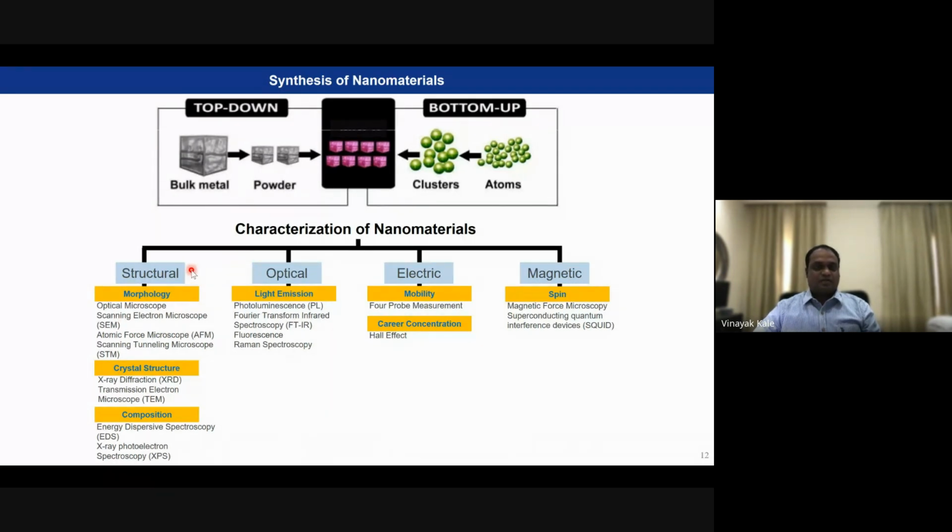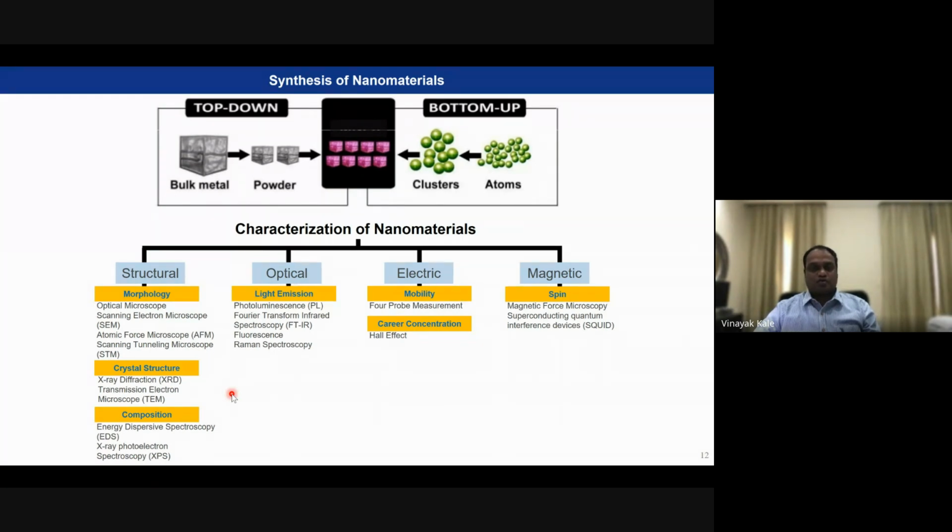For example, structural morphology can be seen in SEM, that is scanning electron microscope, or atomic force microscope, or scanning tunneling microscope, STM. These techniques. And the crystal structure can be determined from X-ray diffraction, that is called XRD, and also transmission electron microscope, that is TEM. The composition of nanomaterials can be diagnosed or analyzed from EDS, that is energy dispersive spectroscopy, or XPS, X-ray photoelectron spectroscopy.